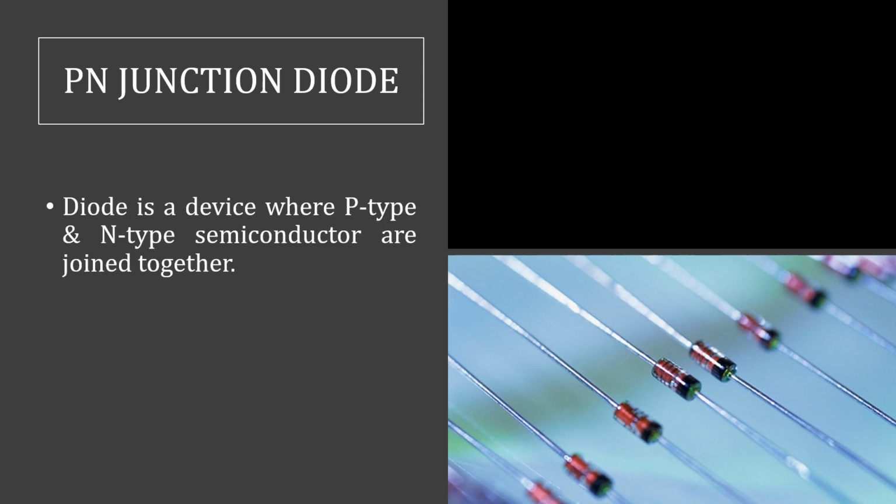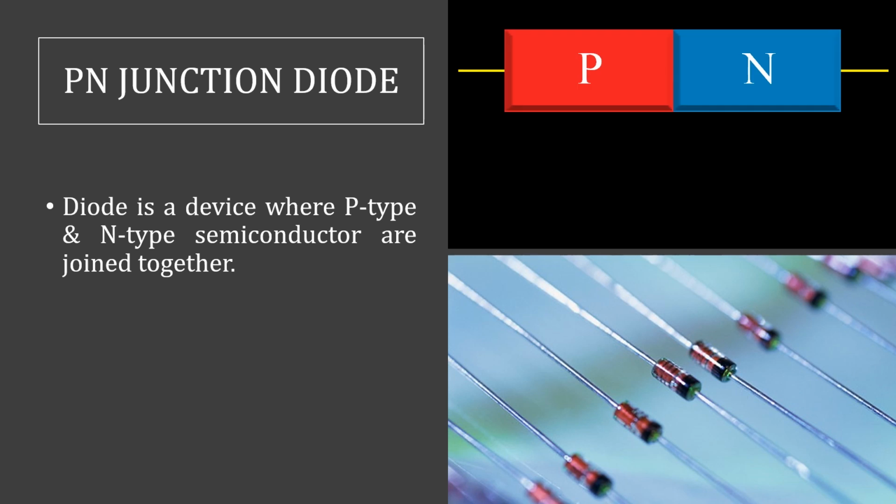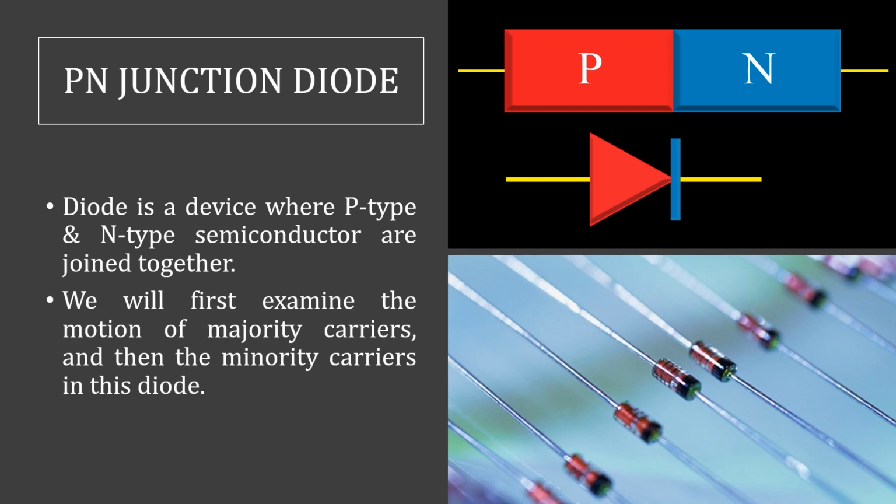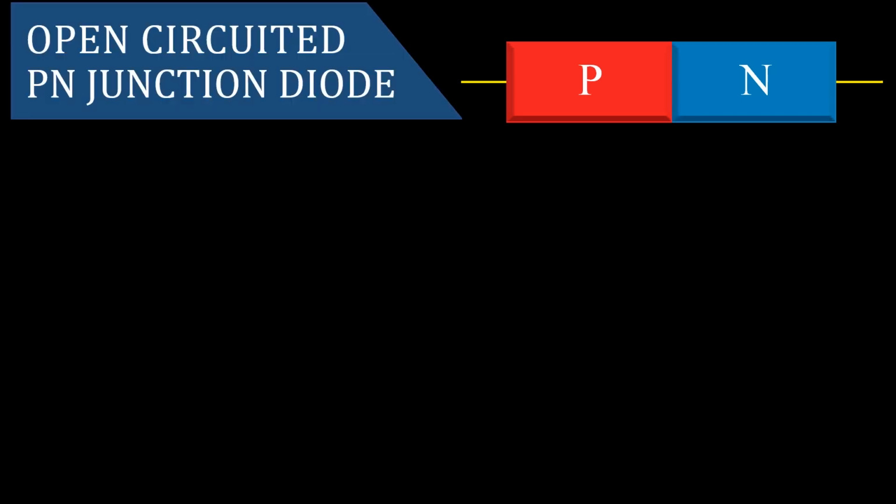Diode. A diode is a device where a p-type semiconductor and an n-type semiconductor are joined together, as we can see here. And the symbol for this is this. The left one is the p side and the right one is the n side. We'll first examine the motion of majority carriers here, and then the minority carriers. Open circuited PN junction diode.